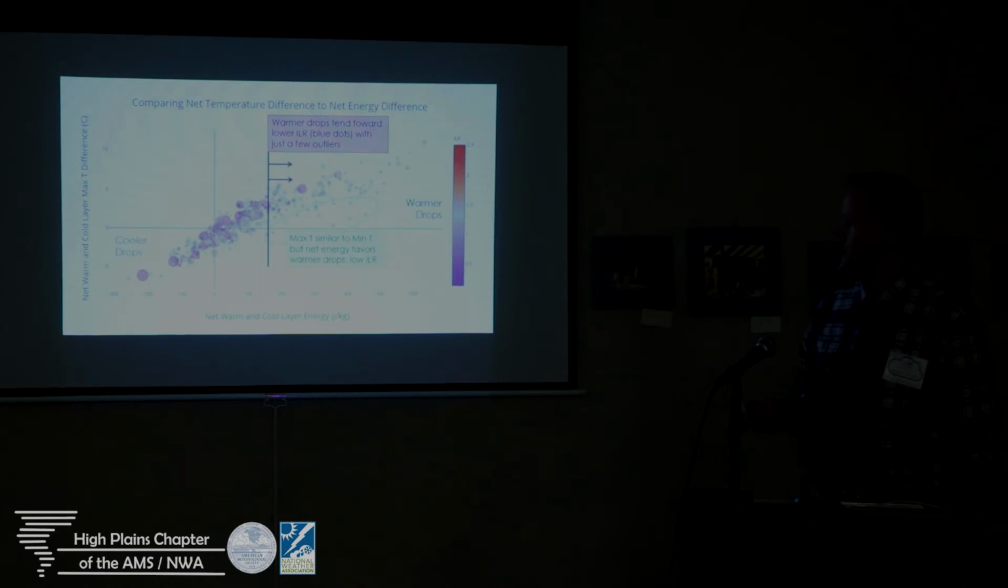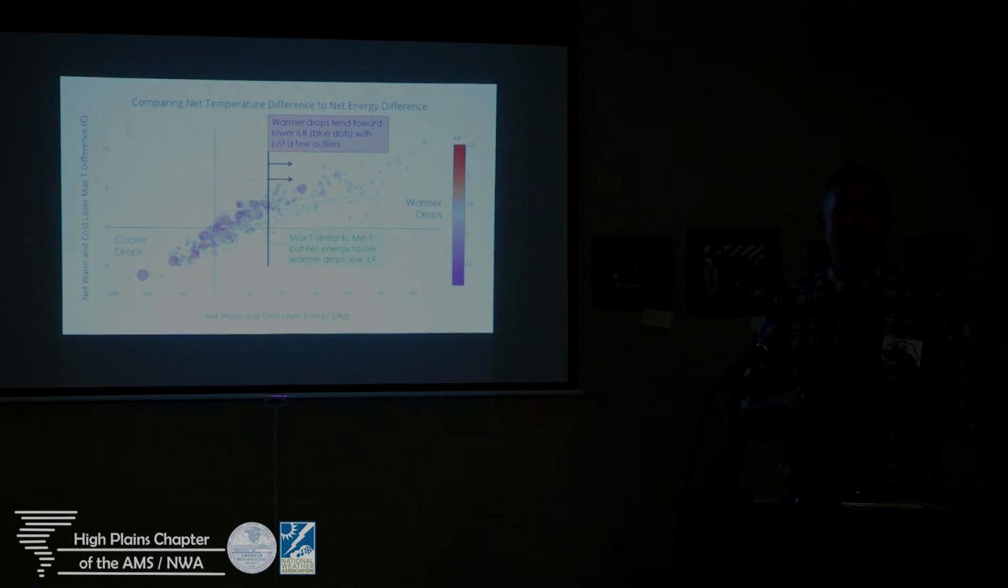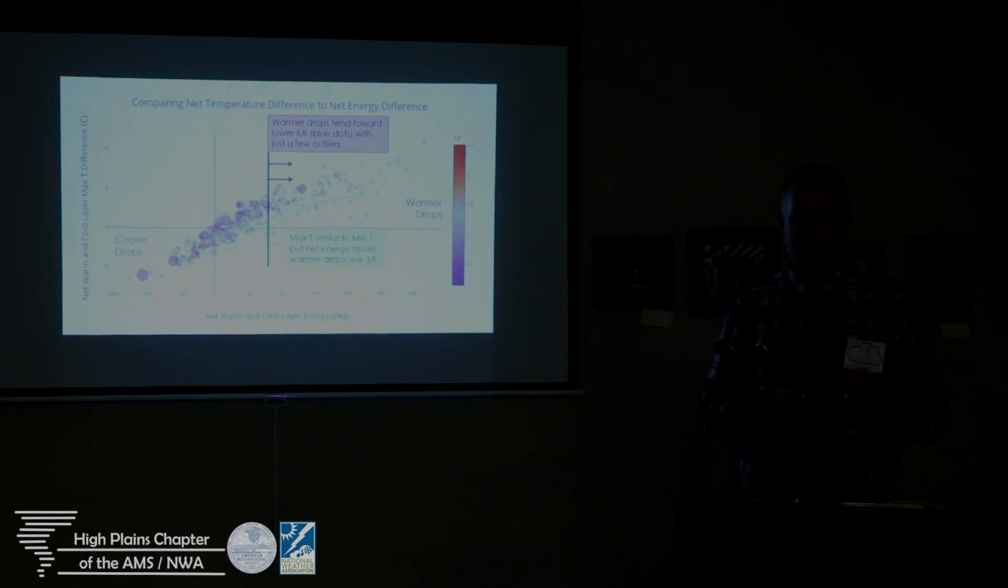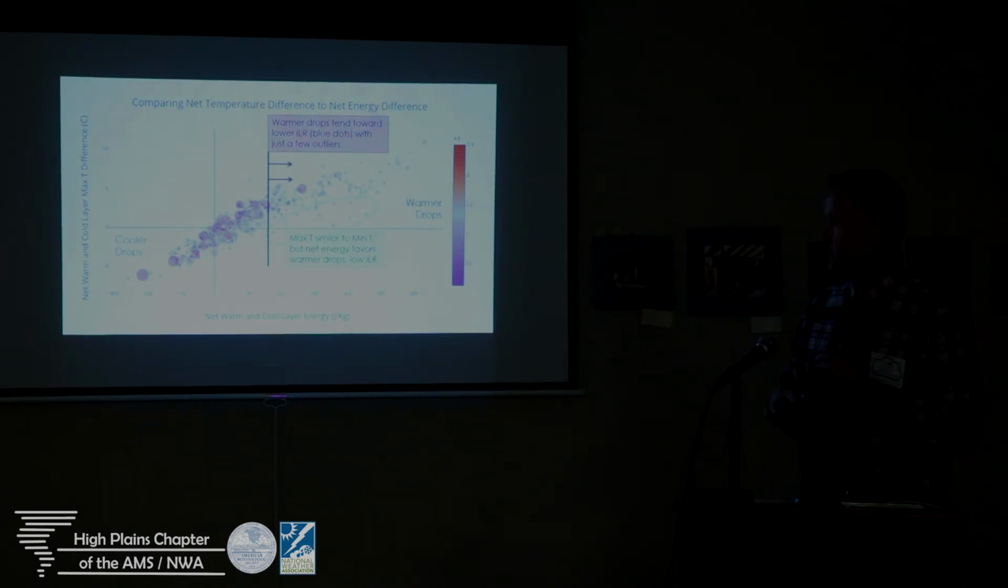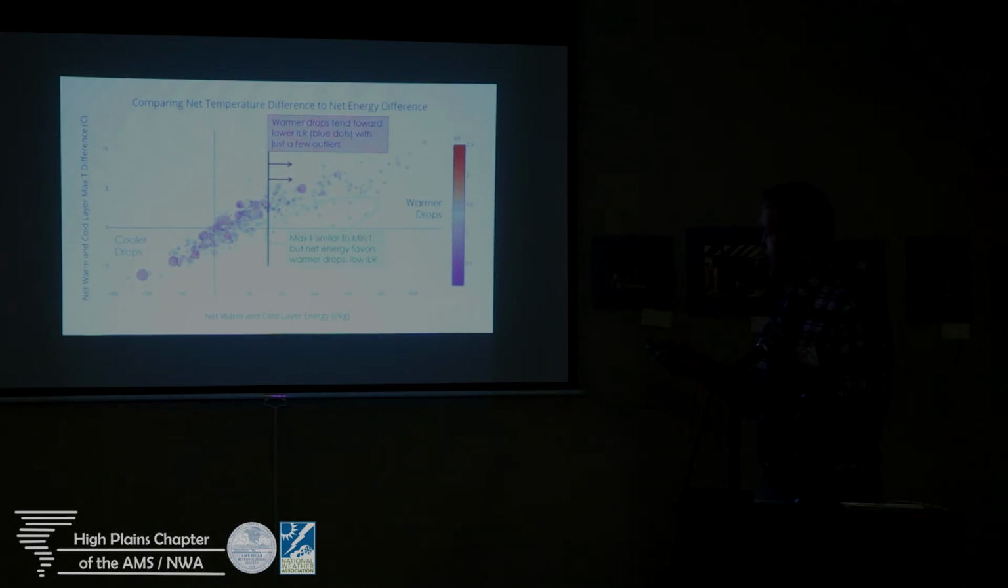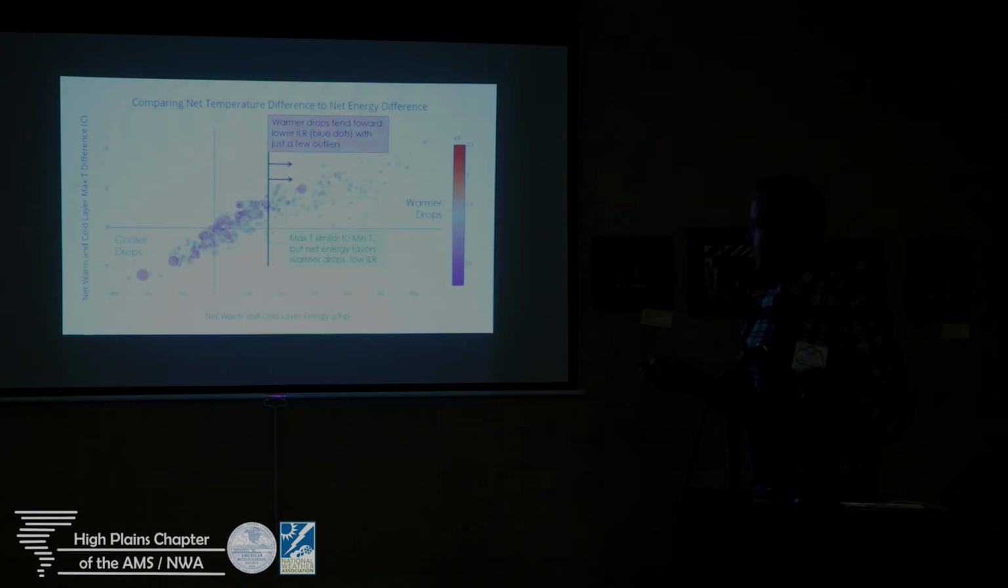The actual axis is the net warm and cold layer energy. So you're taking that warm layer, you are subtracting out the cold layer. Hypothetically, you would have a liquid drop if your net is greater than 0. It's not quite that easy in the physical world. But as we go through here, I've also got the sizes and colors dedicated to ice-liquid ratios. And this is one of the worst graphs I've ever made.